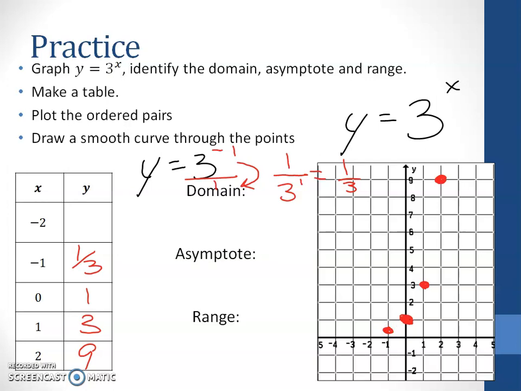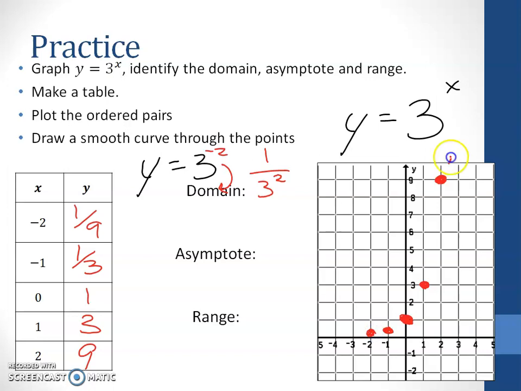And the last one we've got is negative 2. This follows a similar pattern because it is a negative exponent. Negative exponents make it move down. So 1 over 3 squared. Well, 3 squared is 9. So negative 2, 1/9 is going to be on this graph as well. So we've got these 5 points.